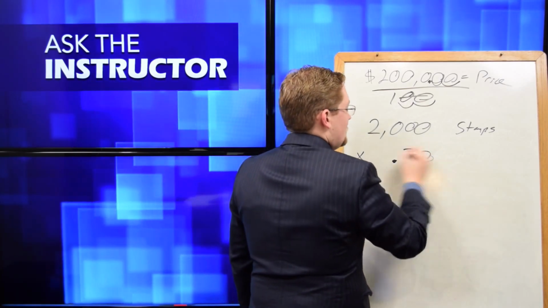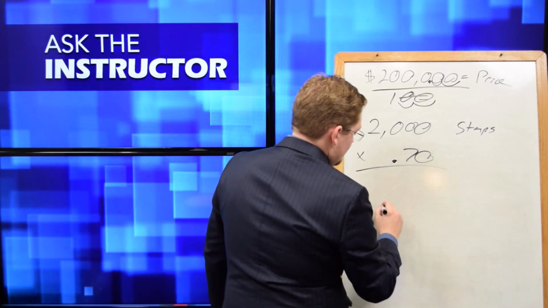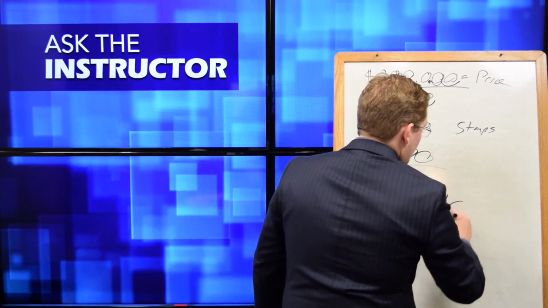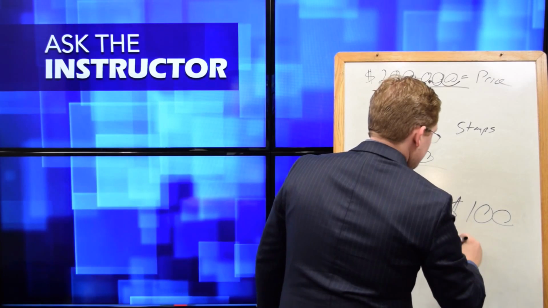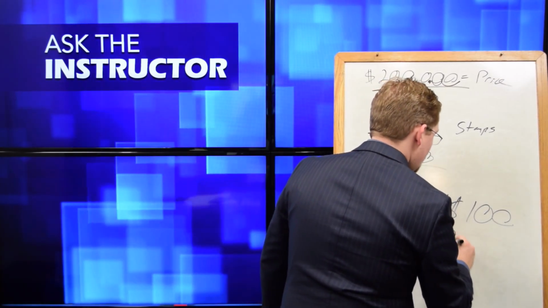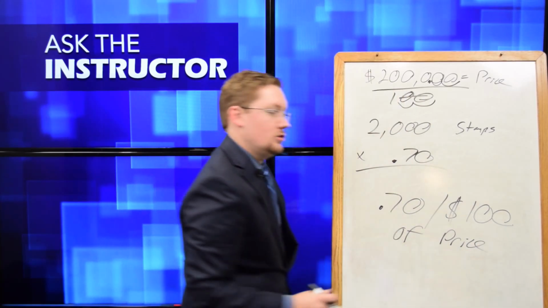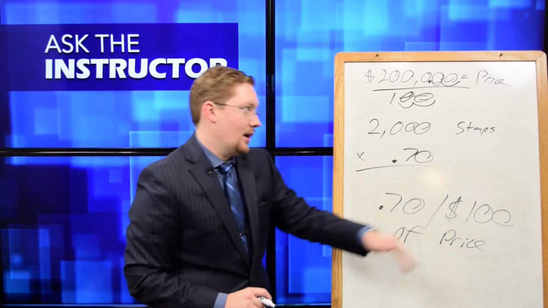And this is the stuff that you're going to have to remember. That's almost like the formula that you want to know for the exam. It's 70 cents for every $100 of value. Or I shouldn't say value, of price, because whatever price is recorded on the deed is what this is charged off of. So this is the part that you want to know for the exam. It's 70 cents for every $100.